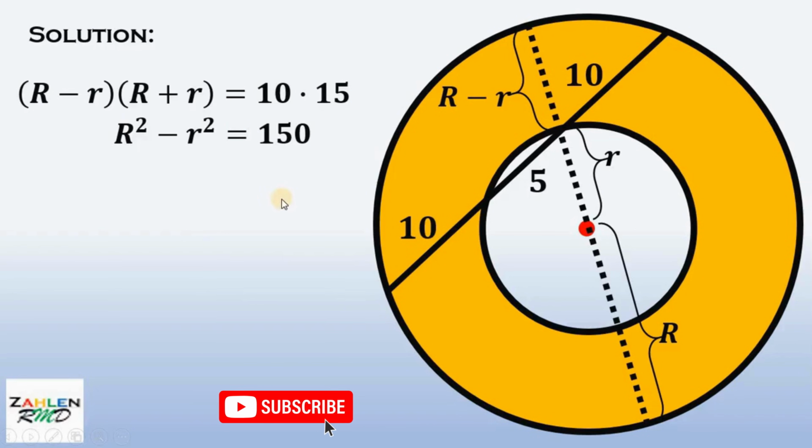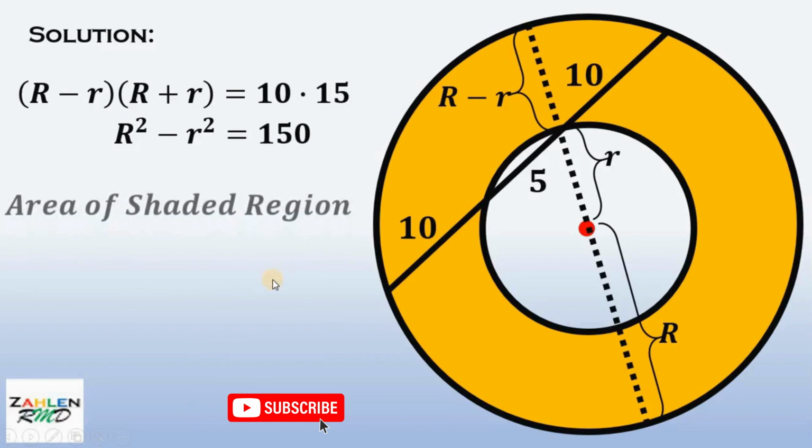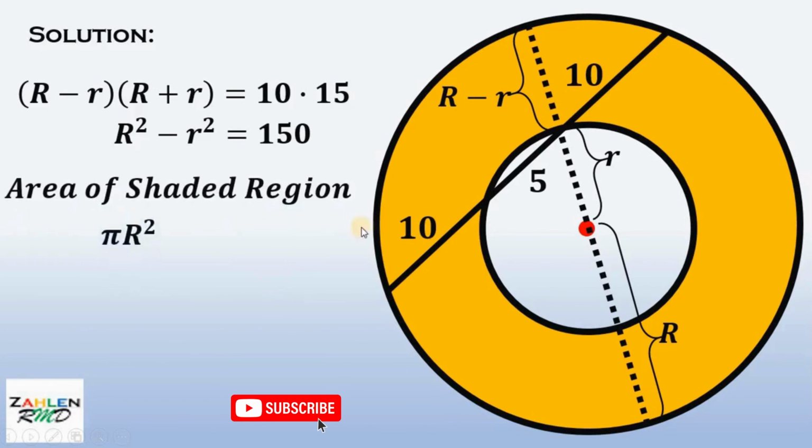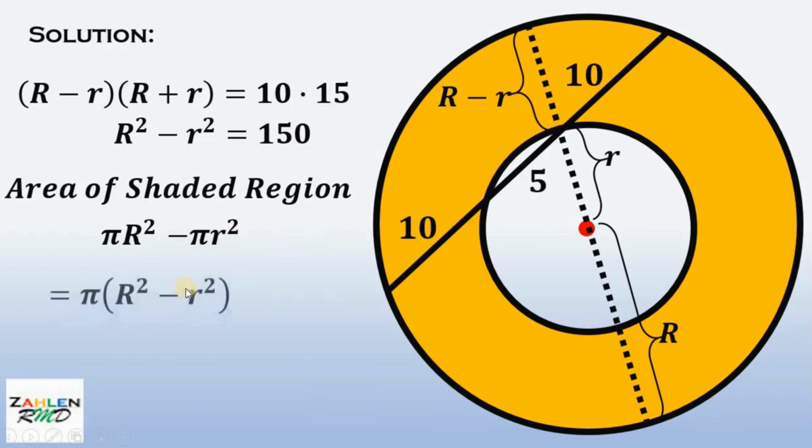Now, don't forget that we want to find the area of the shaded region. And the area of the shaded region is equal to the area of the big circle, or simply pi multiplied by capital R squared, minus the area of the small circle, which is pi r squared. Now, at this point, we can factor out pi. So we have pi multiplied by capital R squared minus small r squared.